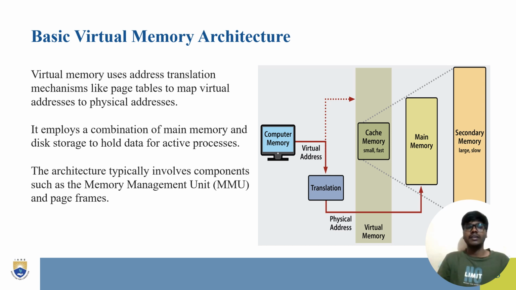Basic virtual memory architecture. Virtual memory uses address translation mechanisms like page tables to map virtual addresses to physical addresses. It employs a combination of main memory and disk storage to hold data for each active process. The architecture typically involves components such as the memory management unit (MMU) and page frames.